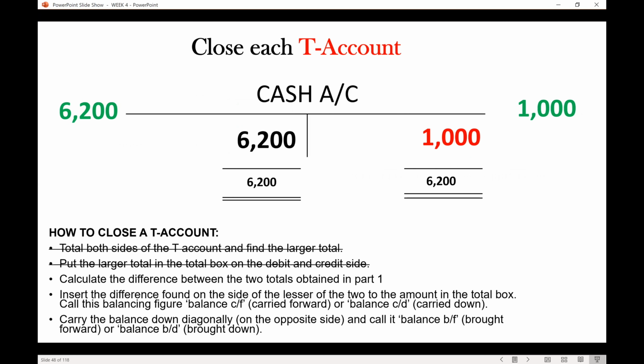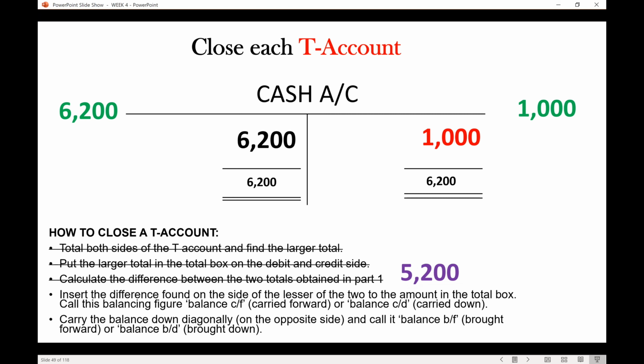The next thing, calculate the difference between the two totals obtained in part one. Part one was where we initially total both sides. So our difference here is between 6,200 and 1,000. Our difference is 5,200, right?